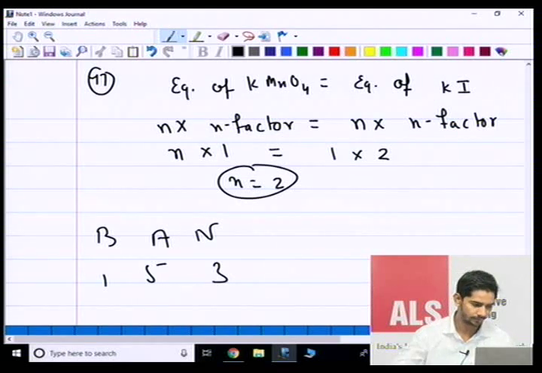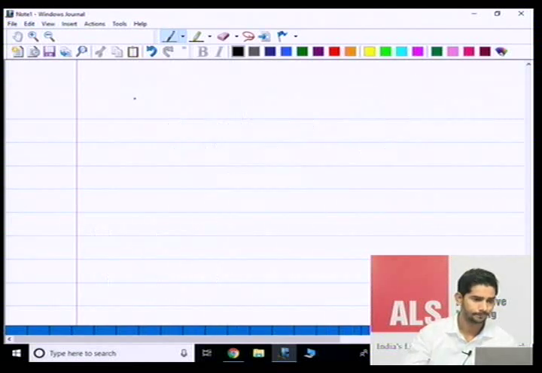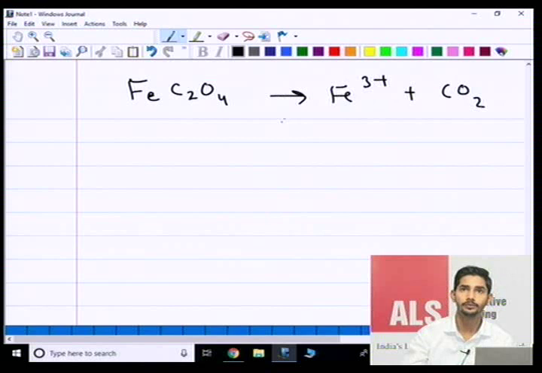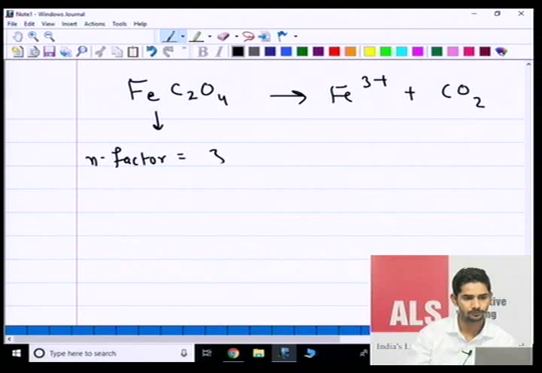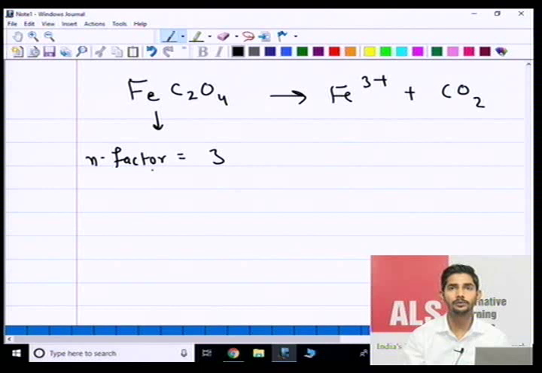Ferrous oxalate. Ferrous oxalate is FeC2O4. It converts into Fe3+ and CO2. You can remember this one as well, that its n factor is 3. This is another compound that you can remember. Its n factor is 3.